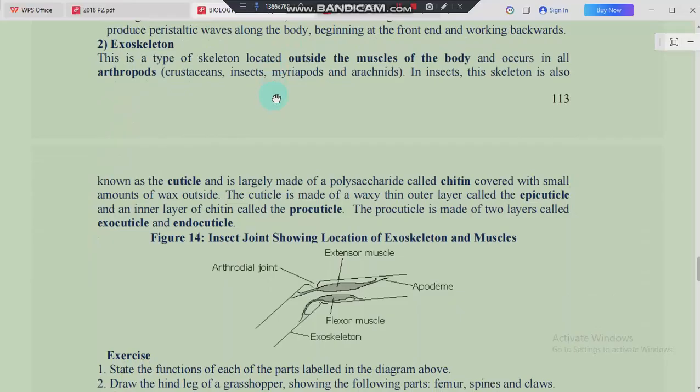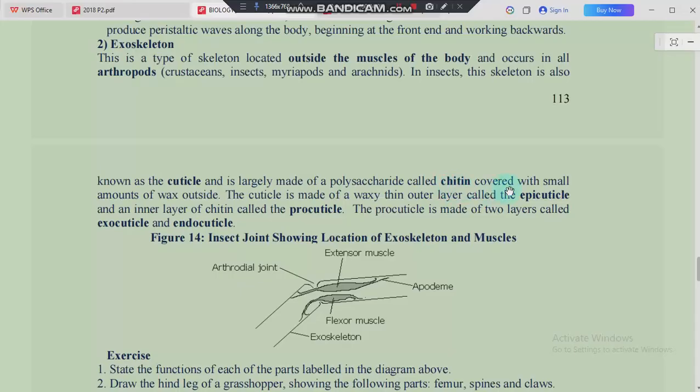Let's move on to those insects or animals with exoskeletons. For hydrostatic skeletons, we have invertebrates. And for an exoskeleton, we have those arthropods, right? When we talk about arthropods, we are talking about the crustaceans, the insects, the myriapods, and the arachnids. In insects, the skeleton is also known as the cuticle, all right? It is largely made up of a polysaccharide called chitin. This is in an exoskeleton.